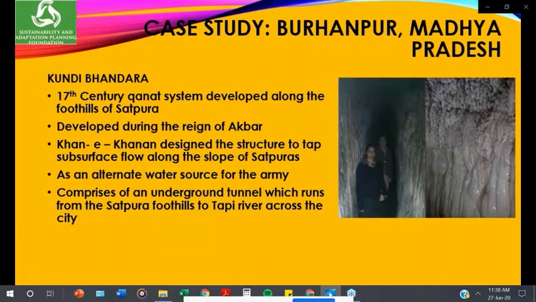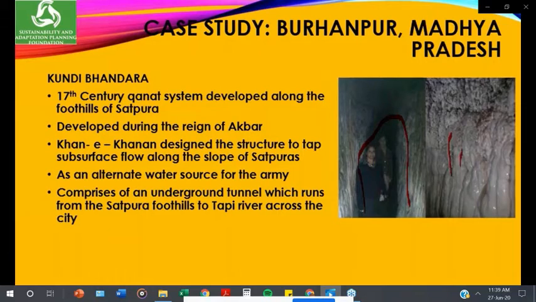So it's a 17th century canal system which was built during the reign of Akbar. It was designed by Khan Khanan. The idea was that Akbar did not want his army to get poisoned by the enemy, who was capable of poisoning Tapti. So he wanted to have a backup water resource system, and that is why this was built as an underground tunnel system. So you can see these are the walls of that underground tunnel, and one can actually walk through this entire tunnel.